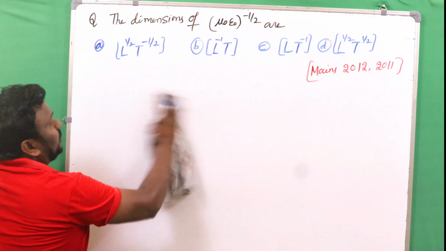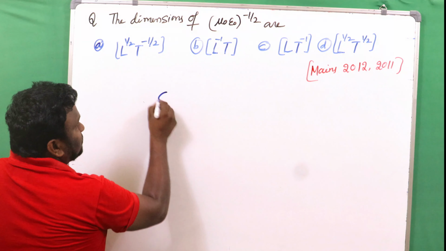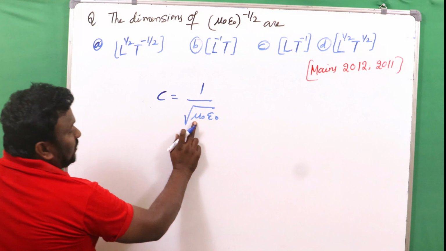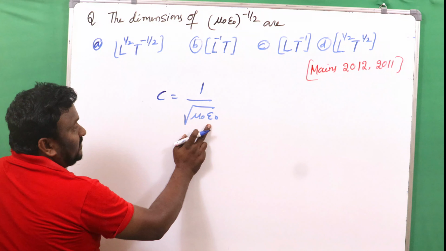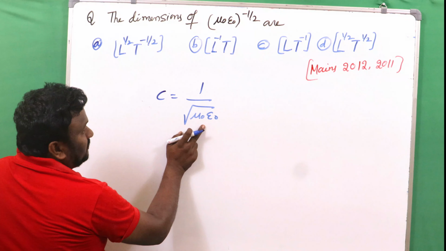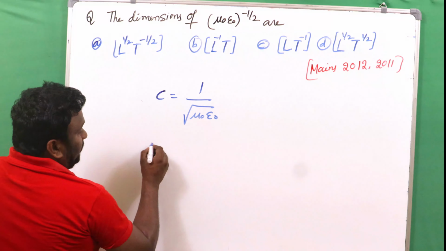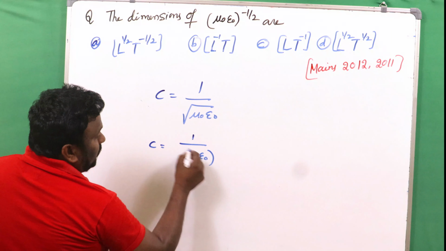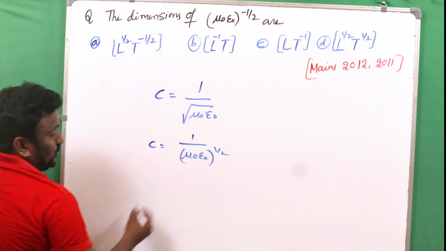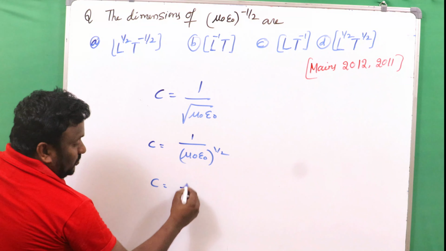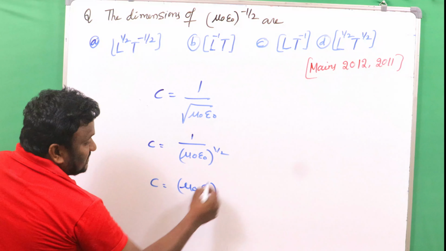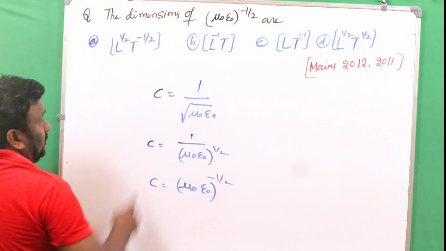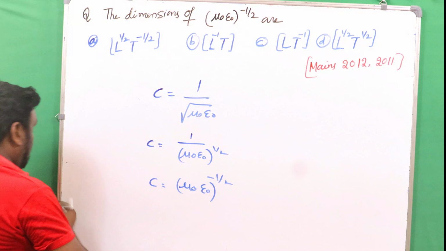First thing is you have to know about the relation between the velocity of light and these two. What is mu naught? Permeability. What is epsilon naught? Permittivity. The relation between these two we can write like this: C is equal to 1 by (mu naught epsilon naught) whole to the power of 1 by 2. Then obviously we can write (mu naught epsilon naught) whole to the power of minus 1 by 2. So this is the final relation between C and mu naught epsilon naught in a different form.